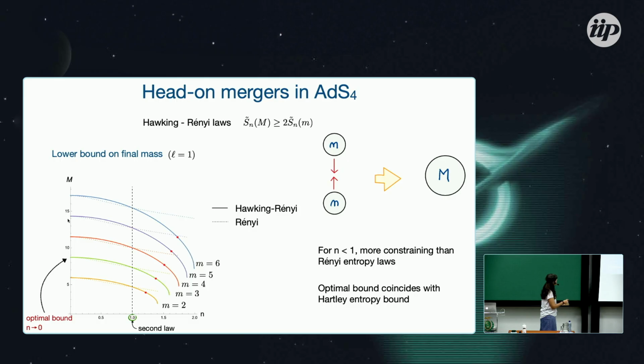In general, just by their expression, they will be more constraining for n less than 1, as we see here. But again, the optimal bound coincides with the Renyi entropy bound that we found before with completely different arguments.